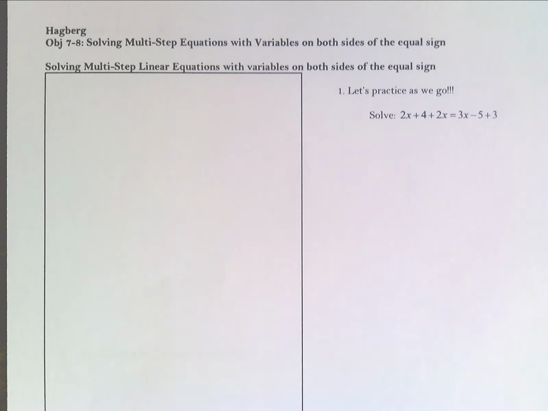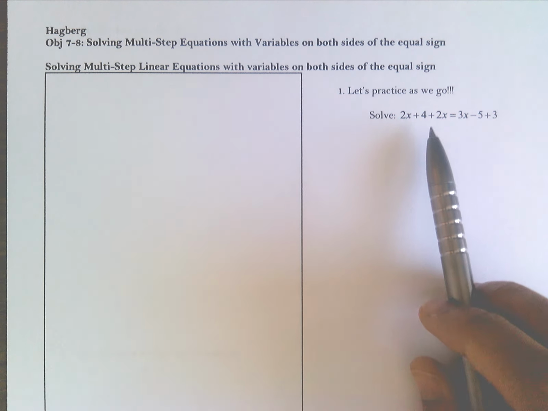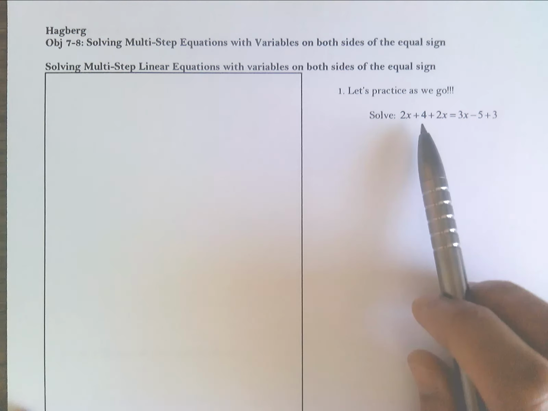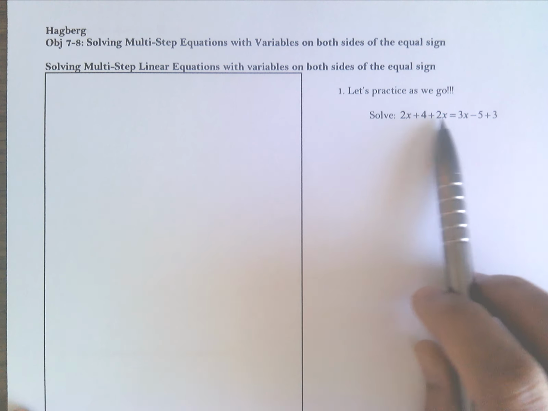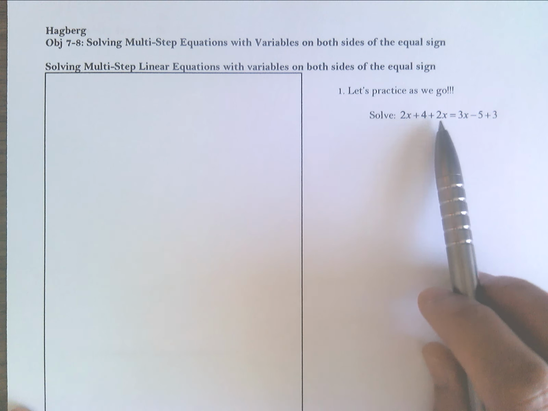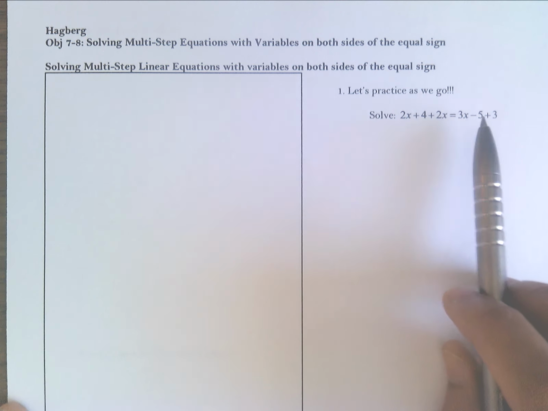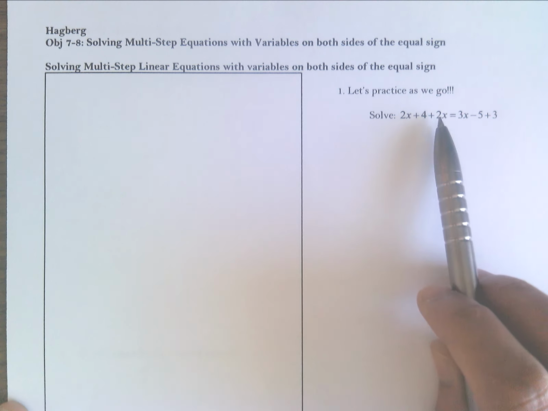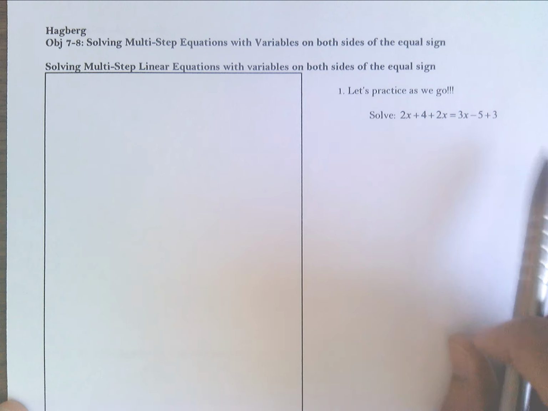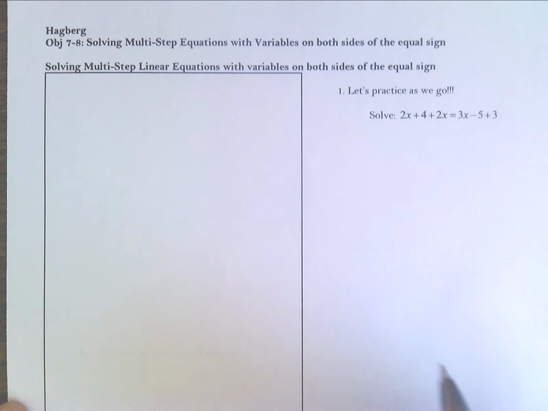So looking at this first equation, it looks a little bit more complex than we've seen, right? I notice that we've got x terms on the left-hand side of the equal sign. We've got one here and one here. And then we've also got some x terms or some variables on the right-hand side of the equal sign. So notice that we have variables, x, on both sides of the equal sign. So today we're going to talk about how we can solve these equations.